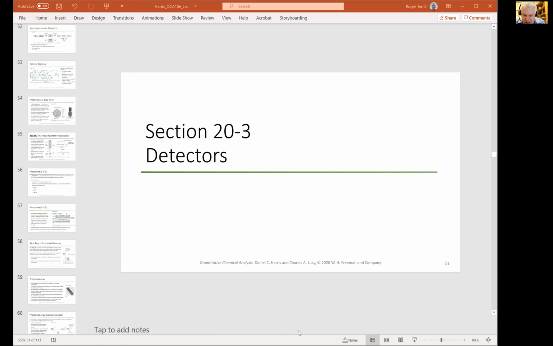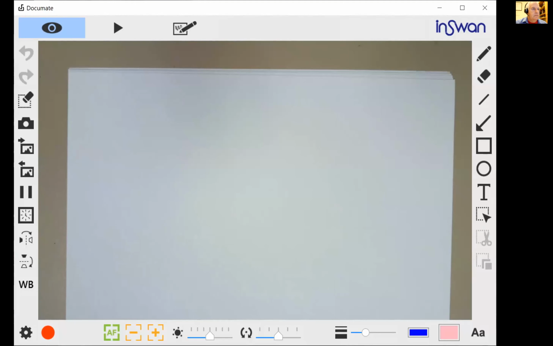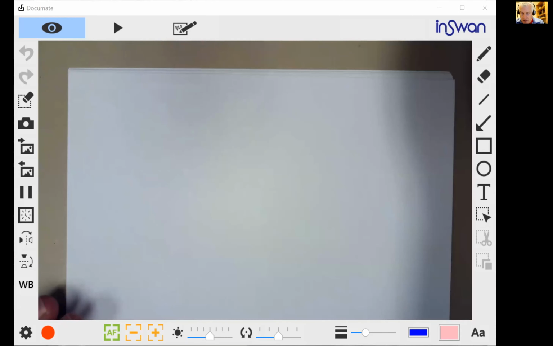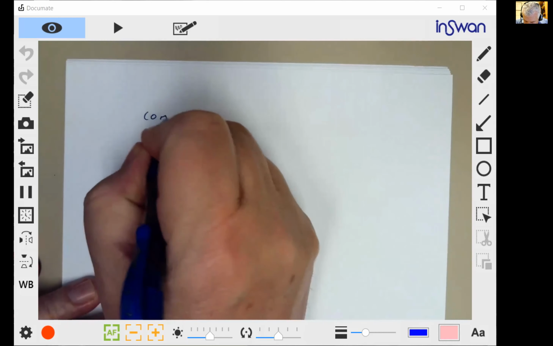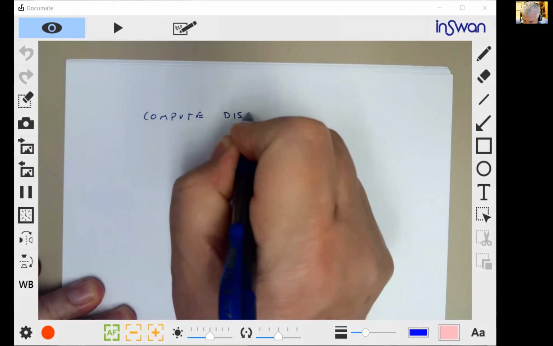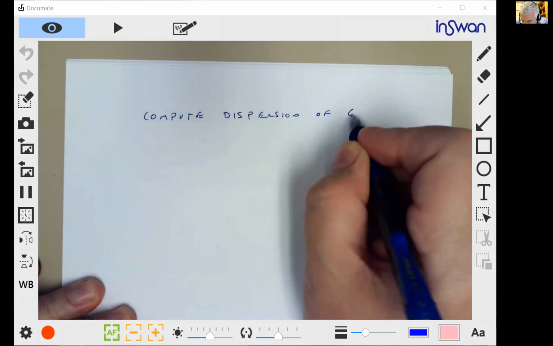Okay, so let's see. Now I've got to actually get the questions for myself. So I'm going to go to a new share. Our first problem is to compute the dispersion of a grating.